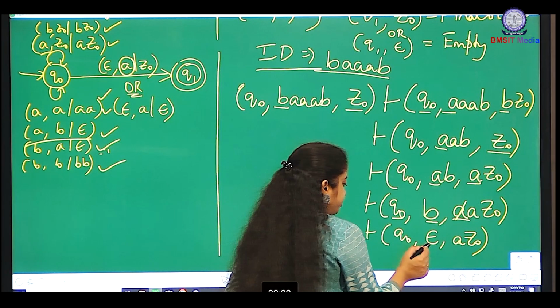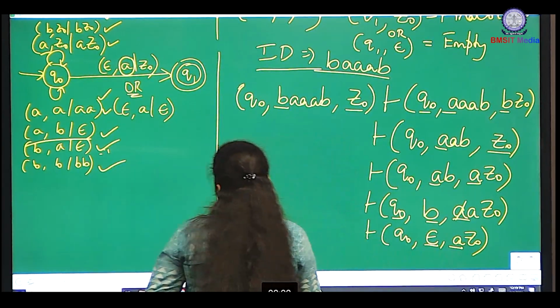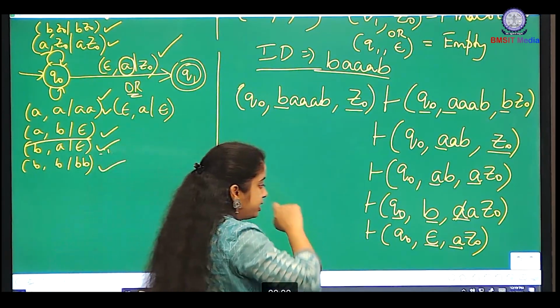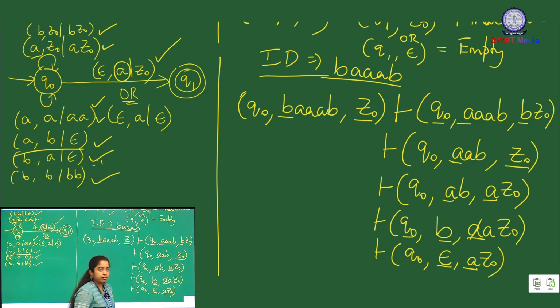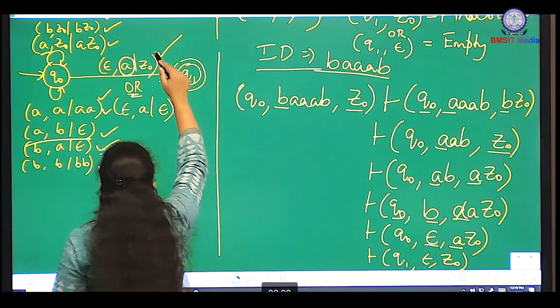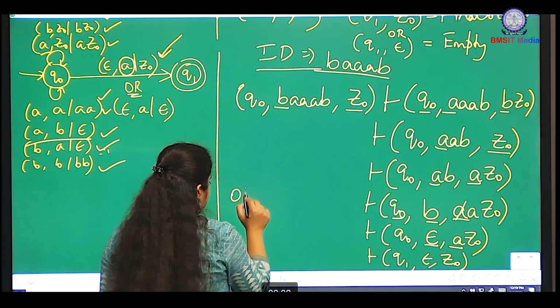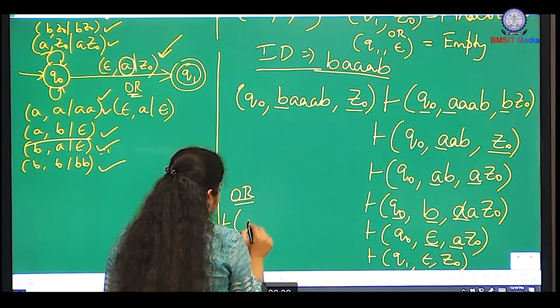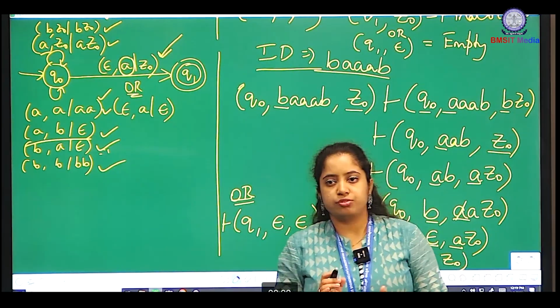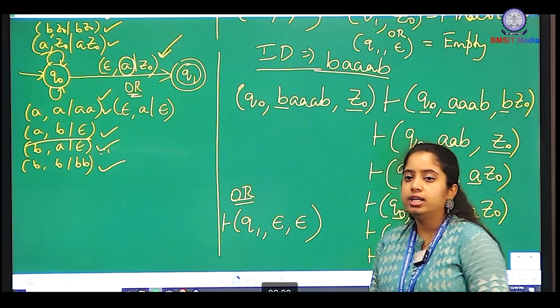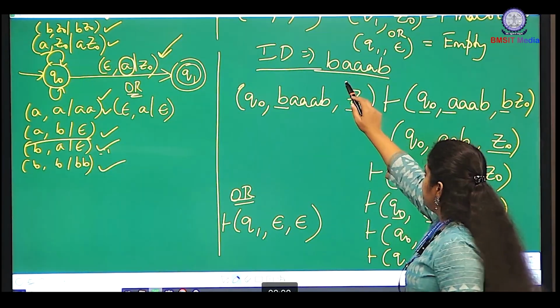Now, when you read epsilon, A should be there in the stack as per this transition. So, Q0 epsilon A goes to the Q1 state, keep epsilon as it is and Z0. So, this is by the final state method. If it is the empty stack method, you will simply write Q1 epsilon epsilon. So, simply understand that you have reached the final state. So, this is how you write the instantaneous description for the string BAAB.